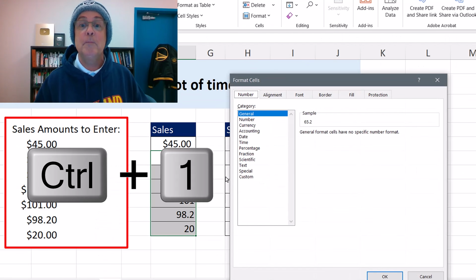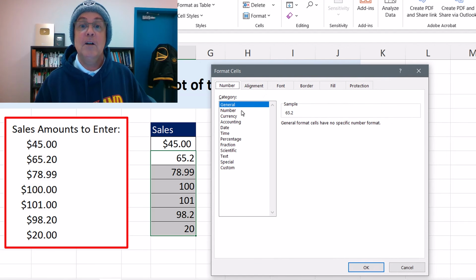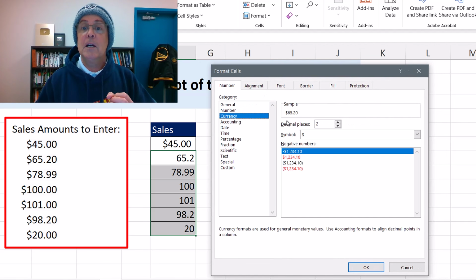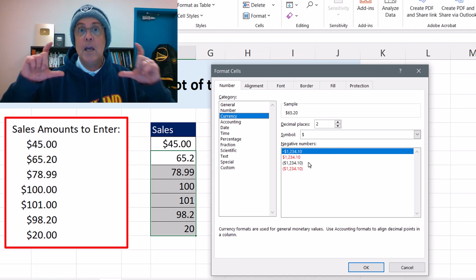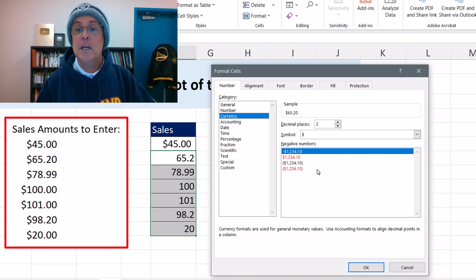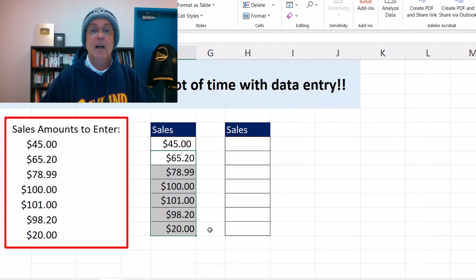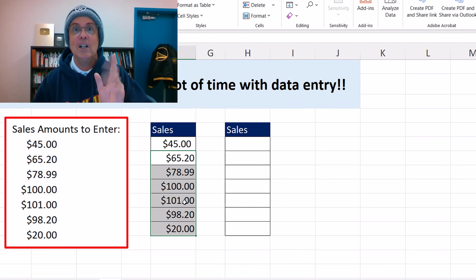Control 1. Here's Format Cells. We want currency. I can see the preview right here. Currency allows you to set how you want your negative numbers to display. In accounting, they use parentheses to indicate negative. I'm just going to choose the one at the top, 2 decimals, click OK. And that saved me a lot of clicks.